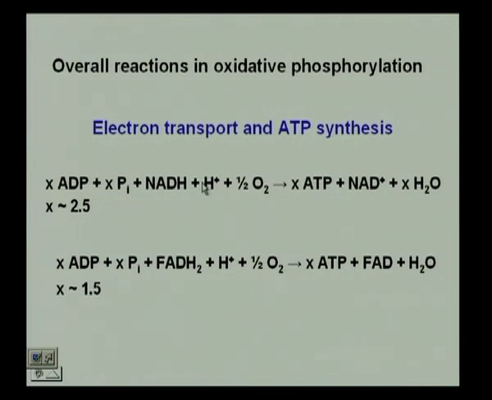So, what we learnt is how we can actually synthesize ATP from the protons. So, every 3 protons that come in here, we will have the synthesis of ATP. This completes our discussion on oxidative phosphorylation.